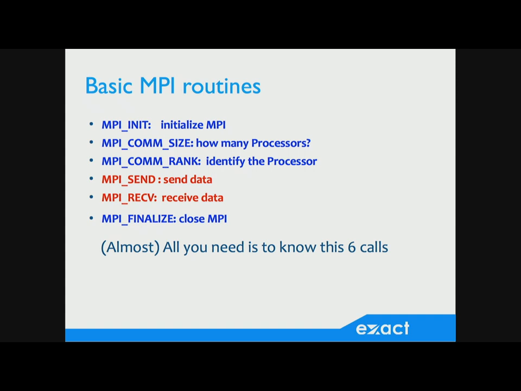Of course, there are plenty of other routines. The standard MPI 1.2 has 120 or 150. MPI 2 has something in the order of 200. MPI 3 has even more routines that allow you to do whatever you want, of course. But this is quite a sophisticated usage of MPI.